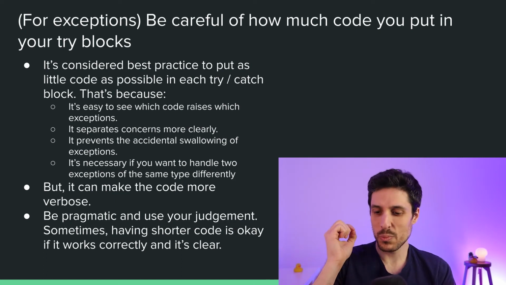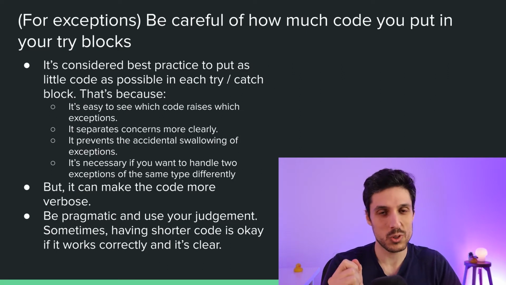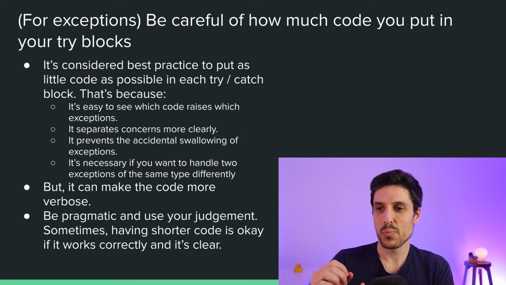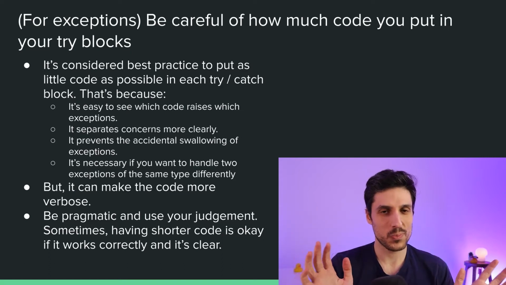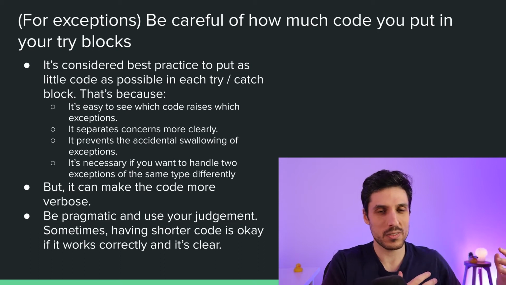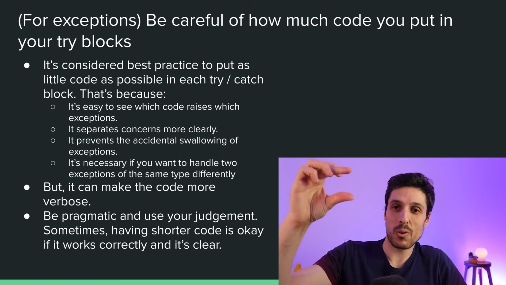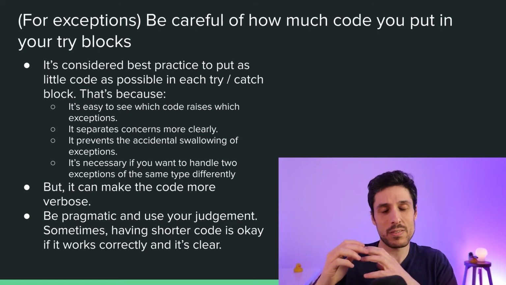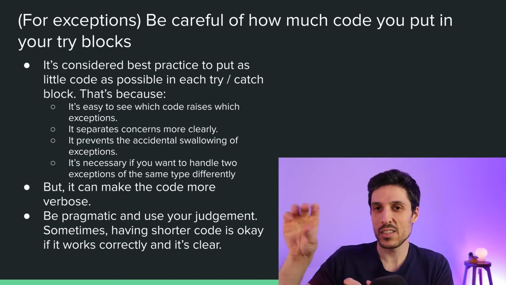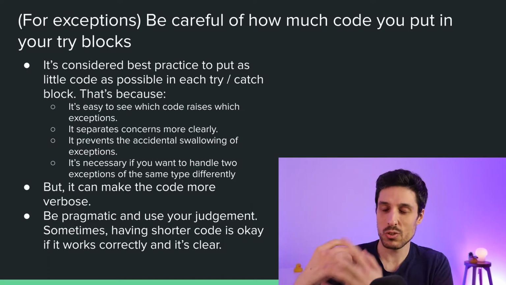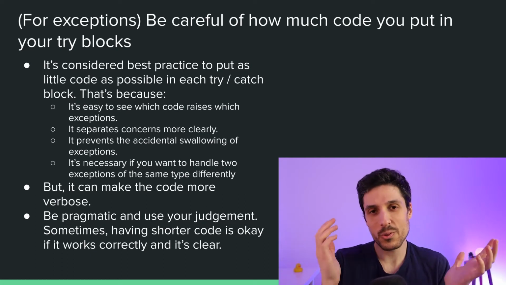And probably the most important point is that it prevents the accidental swallowing of exceptions. So this is the case where you have a line of code that is not supposed to throw an exception. Okay, you don't expect it to ever have something go wrong with it, so it should never throw an exception. But you put it in a try block, and lo and behold, you have a bug somewhere in your code base, and the result is that this code throws an exception when it's not ever supposed to throw one. And your code isn't prepared to handle it.